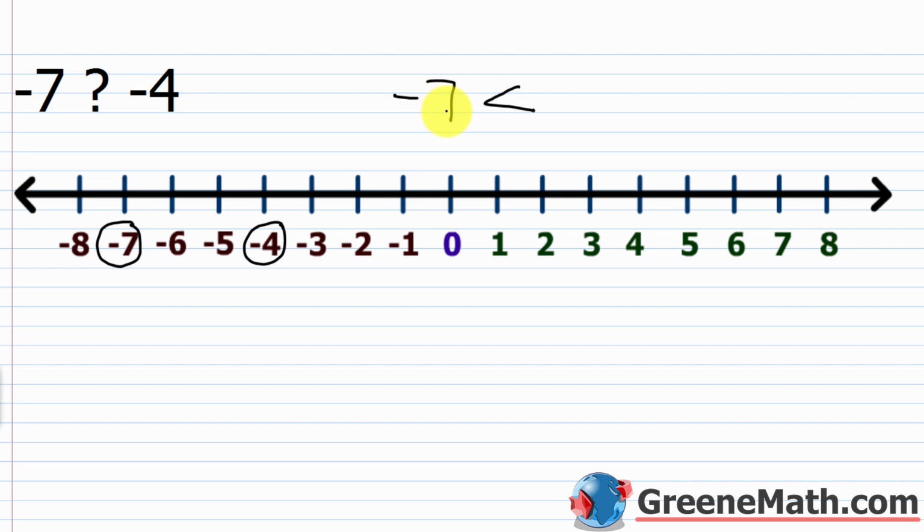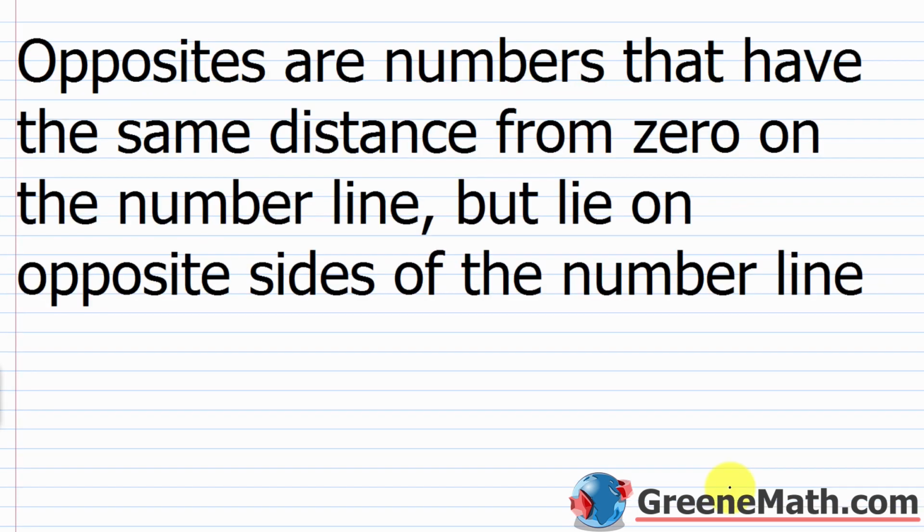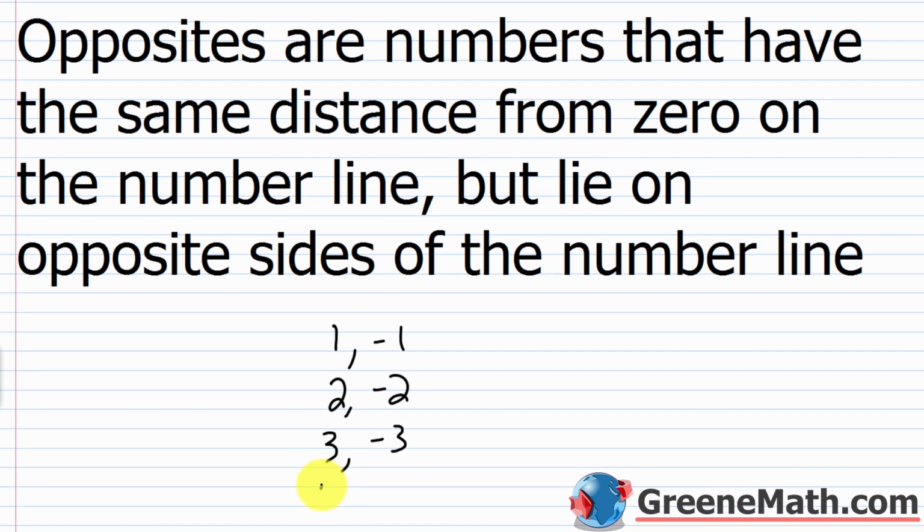Okay, now let's talk about opposites, which are also known as additive inverses. So opposites are numbers that have the same distance from 0 on the number line, but lie on opposite sides of the number line. So if you kind of think about this, you would have like 1 and negative 1, 2 and negative 2, 3 and negative 3, 4 and negative 4. Basically, it's just the number and then the negative of that number.